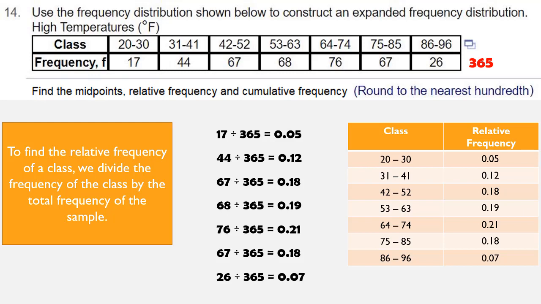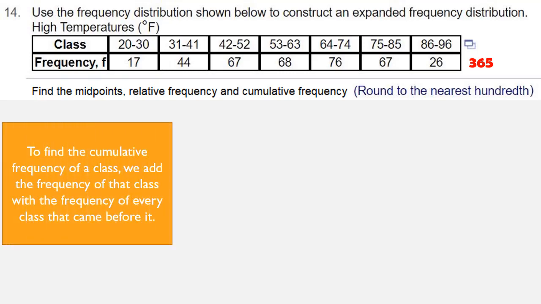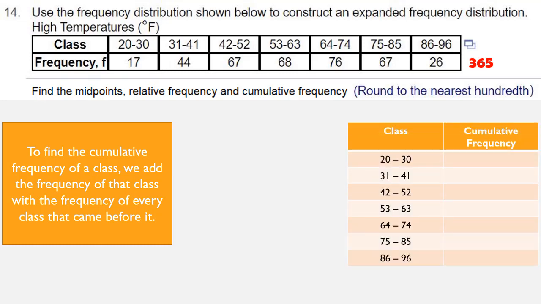Next, we want to find the cumulative frequencies. To find the cumulative frequency of a class, we add up the frequency of that class with the frequency of every class that came before it. So we always start with the first frequency as our first cumulative frequency, so the first cumulative frequency is 17. Then 17 plus 44 is 61. 61 plus 67 is 128. 128 plus 68 is 196.